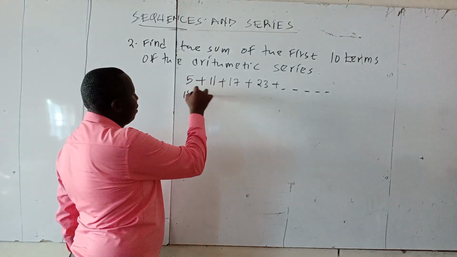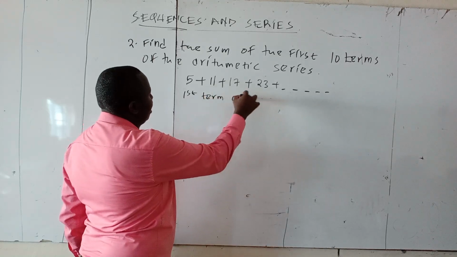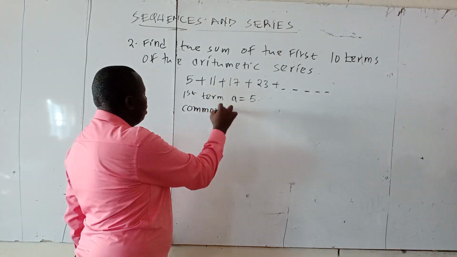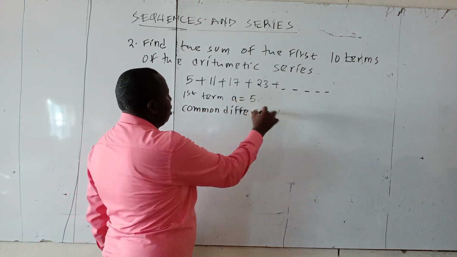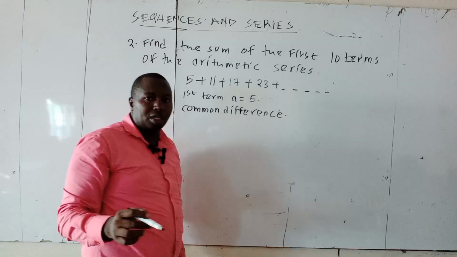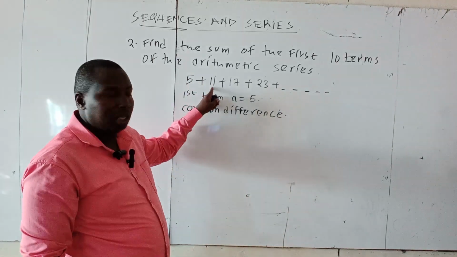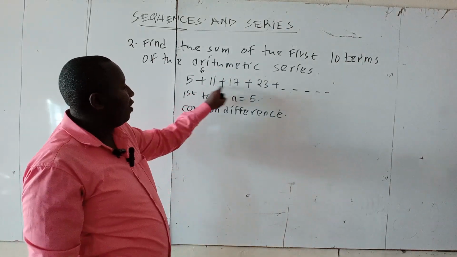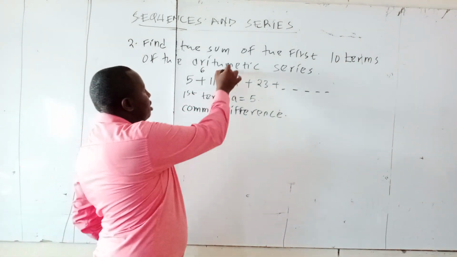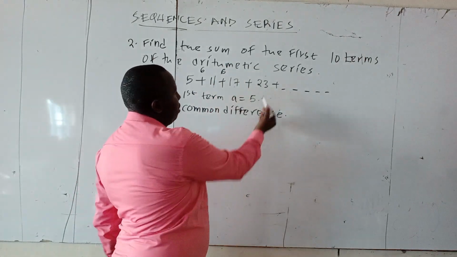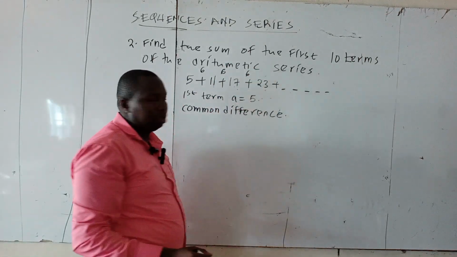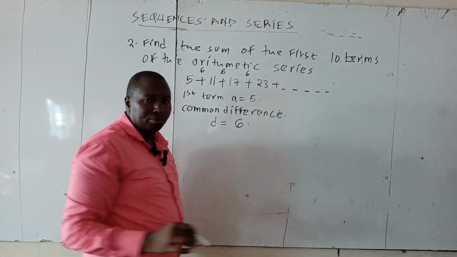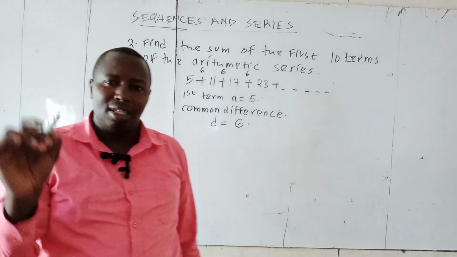This 5, we call it the first term. We give it the letter A. Our A is 5. Then you have the common difference, the difference between any two consecutive terms that you are adding. 11 minus 5, the difference here is 6. 17 minus 11, the difference again is 6. 23 minus 17 is 6 again. So our common difference D is 6.